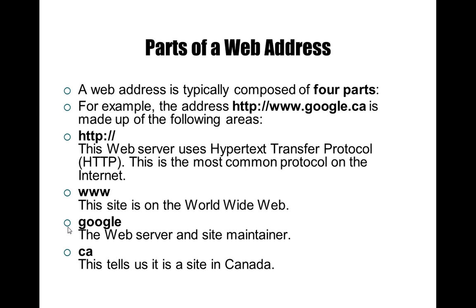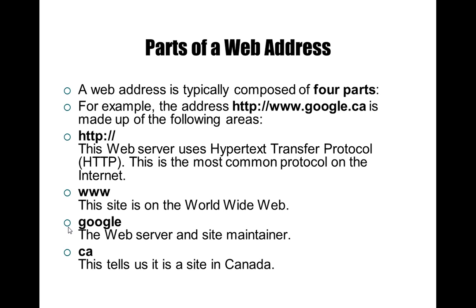Next is parts of a web address. What are the parts of a web address? First of all, what is a web address? Like every individual has a home address that is used for unique identification of a person, in the same way each web page and each website has an address that is used to differentiate between websites and web pages.